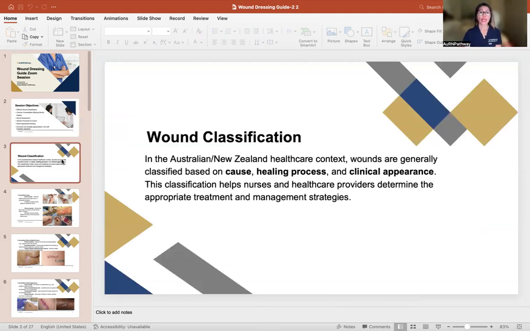In the Australia and New Zealand healthcare context, wounds are generally classified based on cause, healing process, and clinical appearance. This classification helps nurses and healthcare providers determine what treatment and management strategies we need to put in place, or the different wound dressing that needs to be utilized according to the wound that we're dealing with, right?